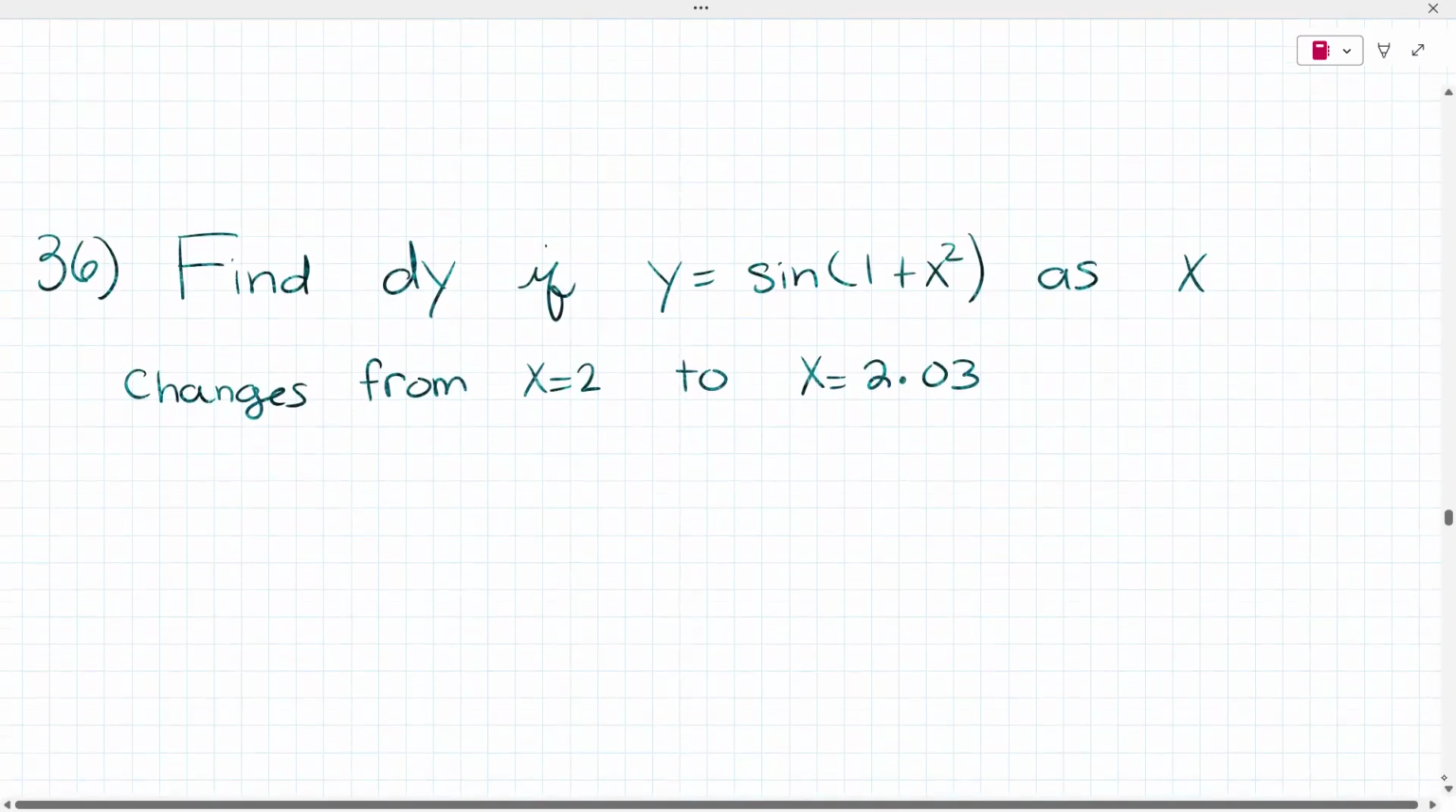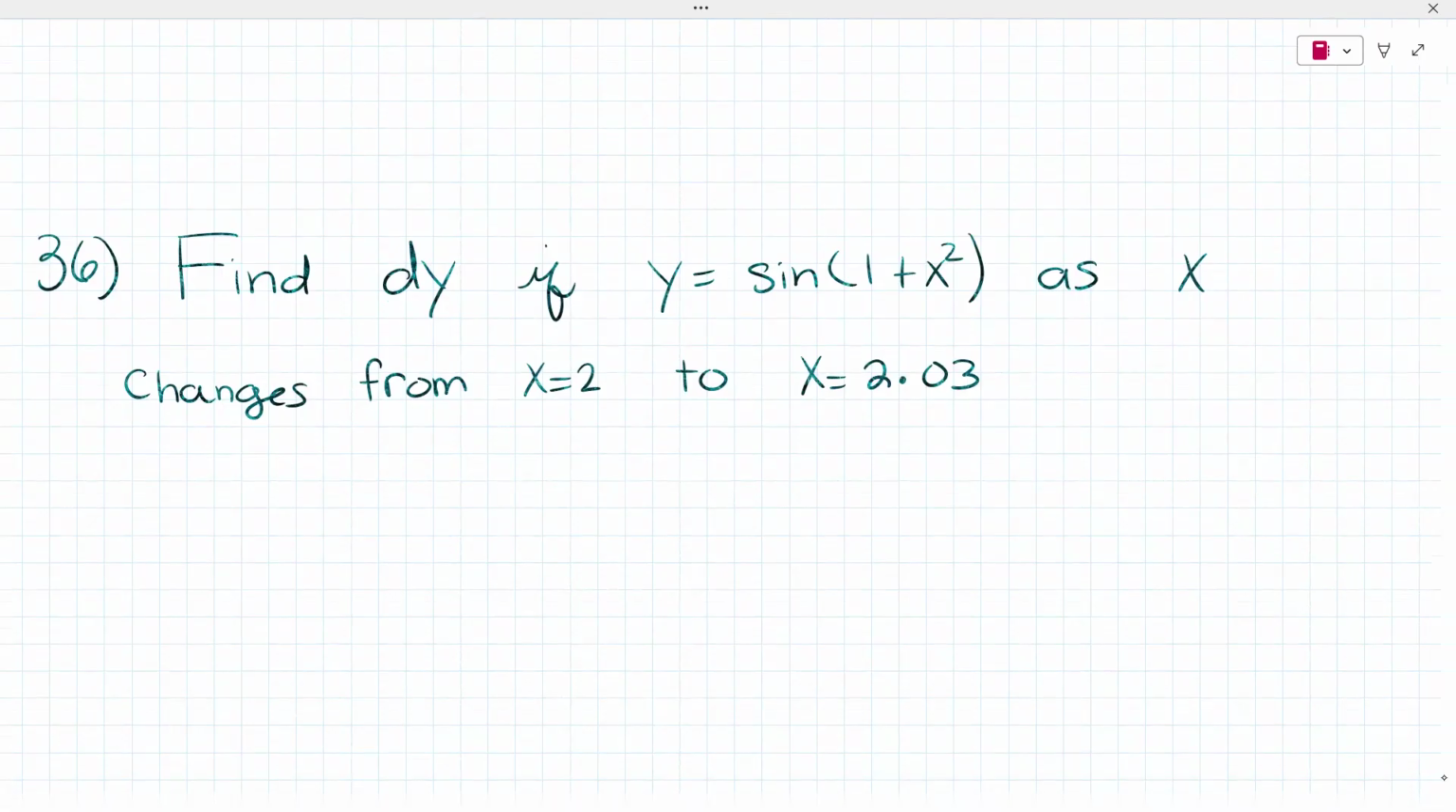36. Find dy if y equals sin of 1 plus x squared as x changes from x equals 2 to x equals 2.03. So find dy if y equals sine of 1 plus x squared as x changes from x equals 2 to x equals 2.03. So what we're going to do is do a little bit of implicit differentiation. We've done this before, so let's do implicit differentiation.